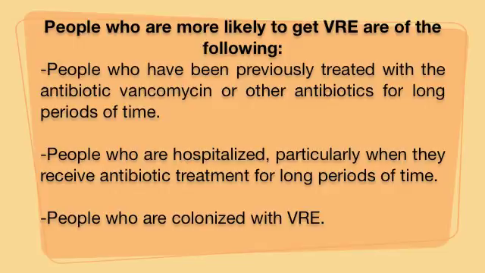People who are more likely to get VRE are of the following: people who have been previously treated with the antibiotic vancomycin or other antibiotics for long periods of time, people who are hospitalized, particularly when they receive antibiotic treatment for long periods of time, and people who are colonized with VRE.